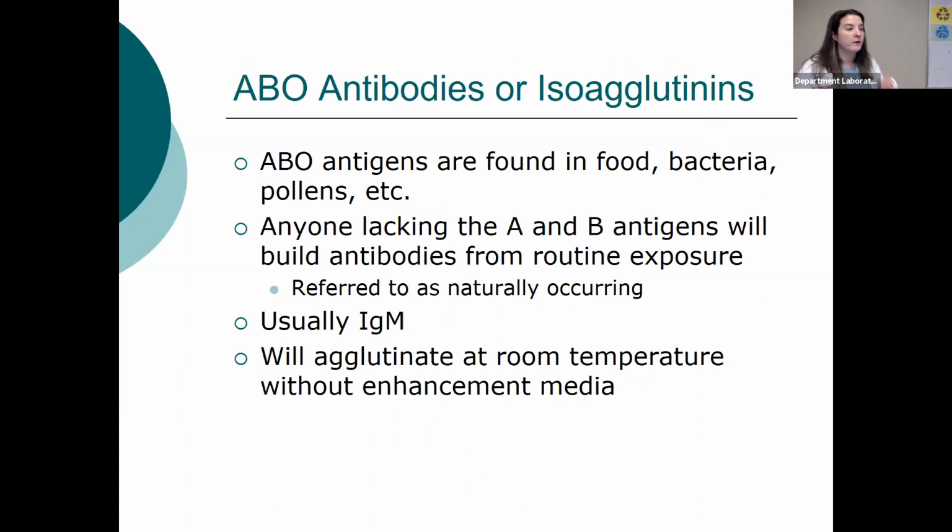And again, remember, anyone that lacks the A or the B antigens can build the antibodies. Those antibodies are naturally occurring, okay? You're going to build those antibodies from the air you breathe, the food you eat. They're naturally occurring, okay? And remember, they are all IgM except for anti-A,B produced by group O patients.